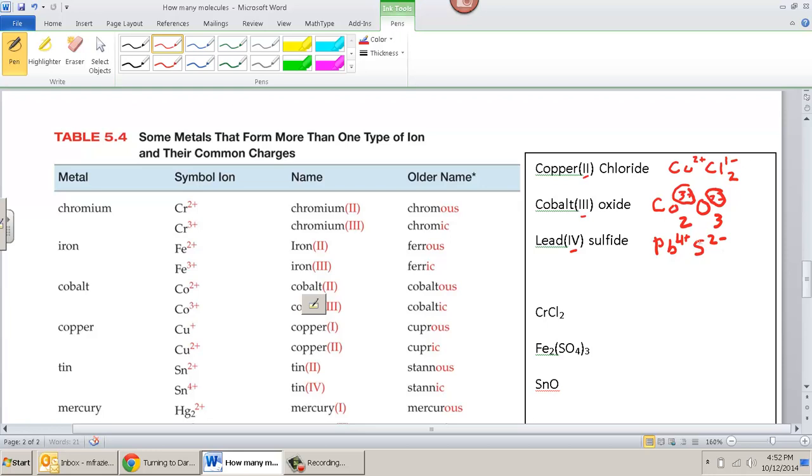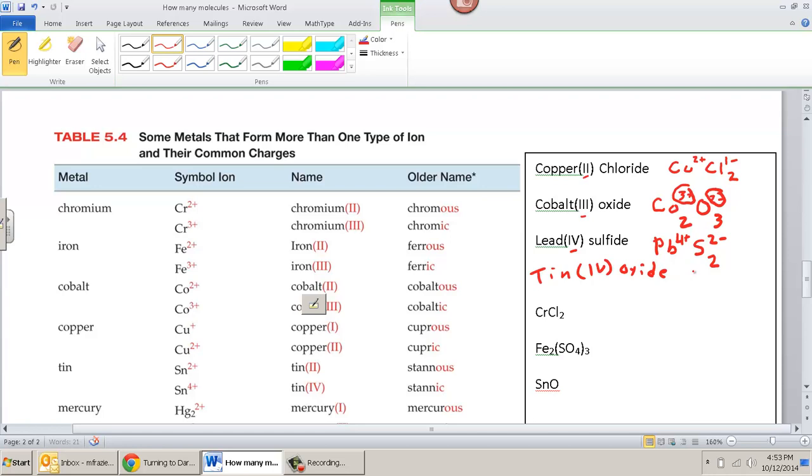Now, the basic situation here is you've got a +4 and a -2, so in order to get this -2 to balance out the +4, we're going to have 2 sulfides. So 2 times -2 is a -4, and that's going to cancel out that +4. So the formula for lead 4 sulfide is just going to be PbS2. This one's a lot like one that was on your quiz, which was tin 4 oxide.